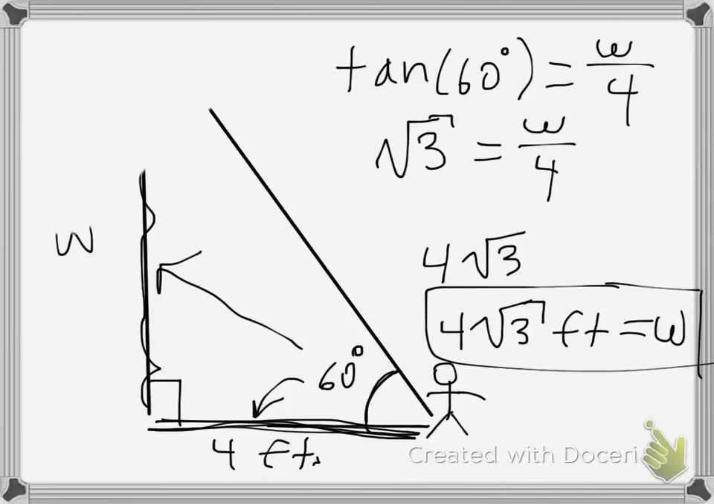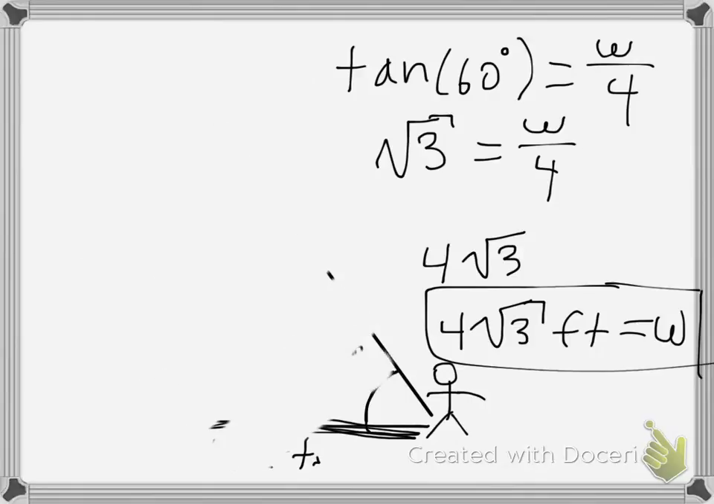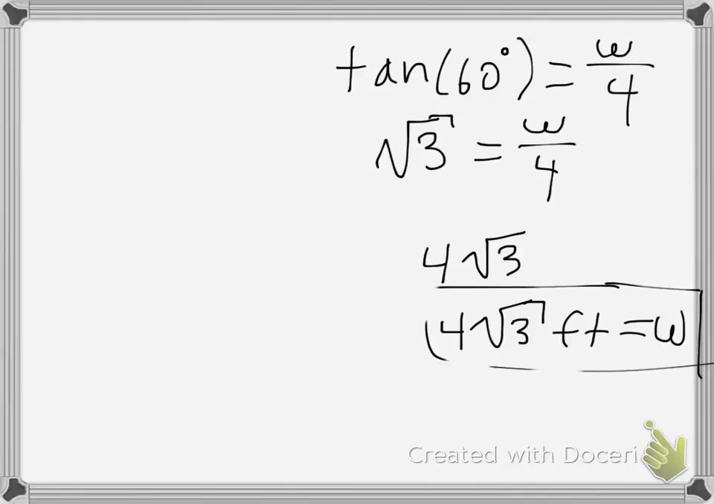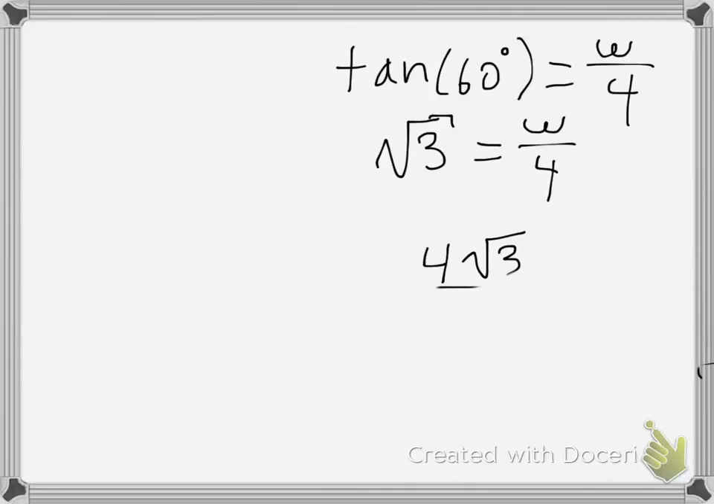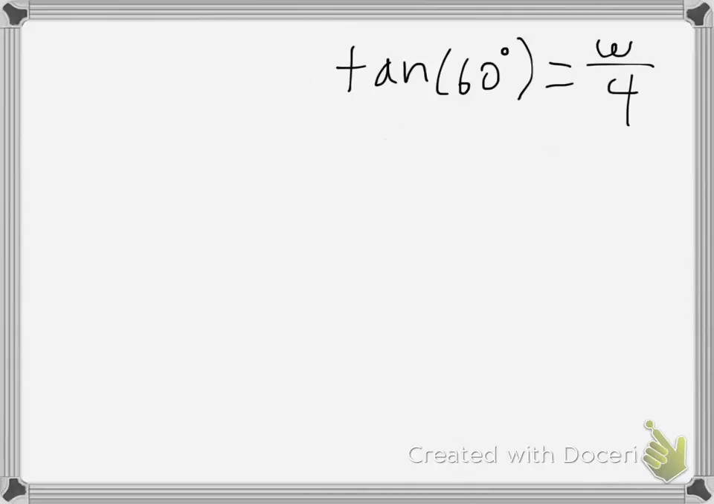So this is how you use trigonometry to solve for the sides of a right triangle. So all you have to do is find out what you know and what you're trying to find out, and find a trig ratio that involves those two measurements. So that's how you use trigonometry to solve for the sides of a triangle. I'm going to do one more last example.